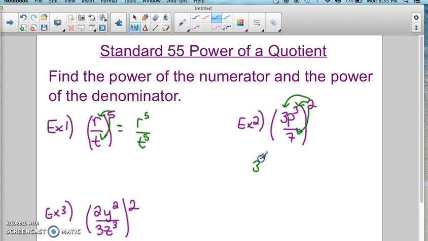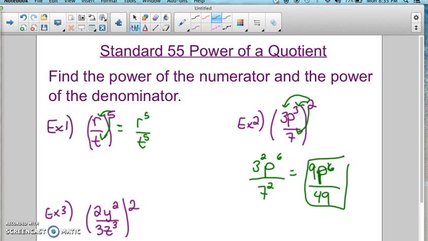So the exponent is going to everything. So we really have 3 squared, and then we have p cubed squared. If you remember that rule, you multiply. So that's p to the 6 over 7 squared. Then simplifying further, we have 3 squared, which is 9, p to the 6 over 7 squared, which is 49. And that is the simplified answer.